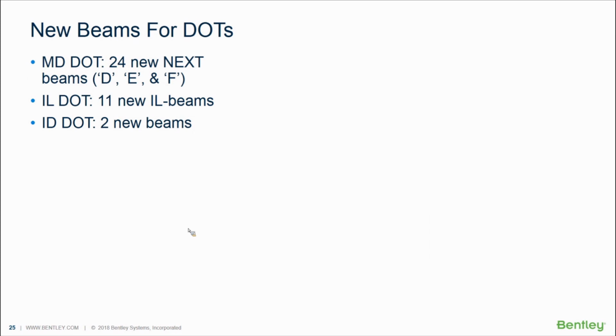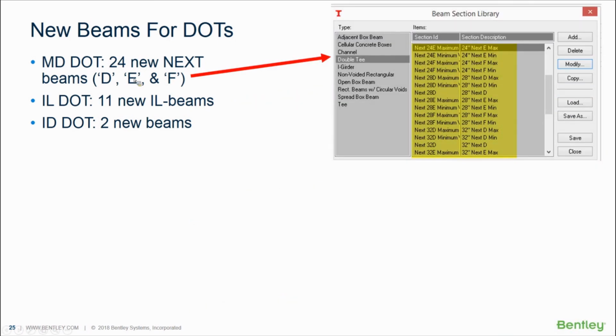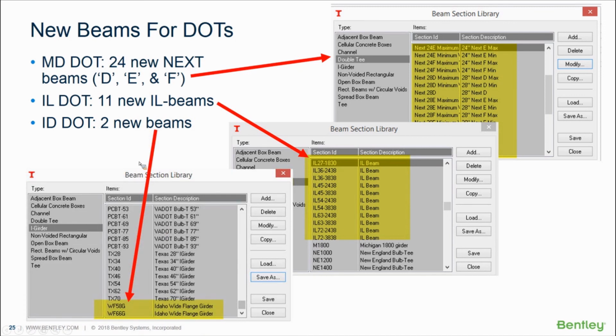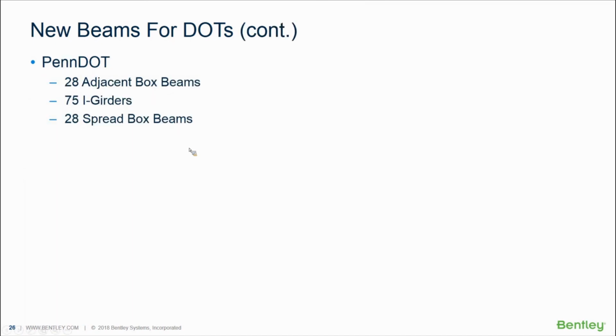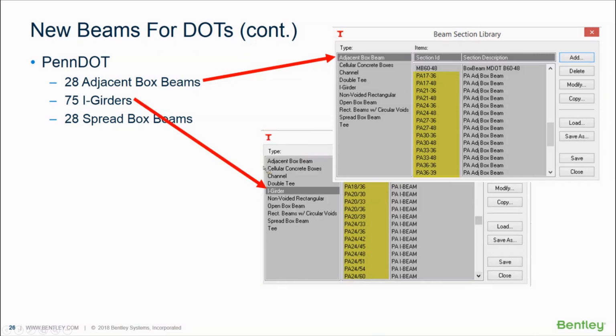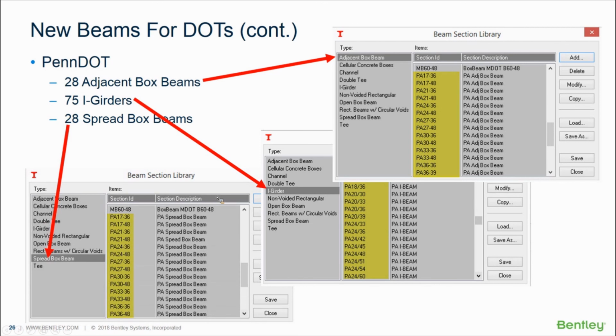We added a number of new beam types into our Bridge Concrete library. For Maryland DOT, we added 24 NEXT beams. For Illinois DOT, we added 11 new Illinois beams. For Idaho DOT, we added 2 Idaho wide flange girders. For PennDOT, we added 28 adjacent box beams, 75 new PennDOT I girders, and 28 spread box beams.